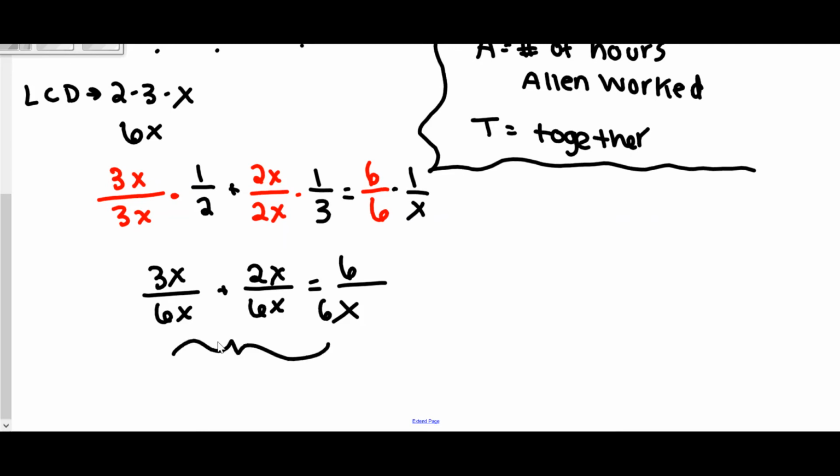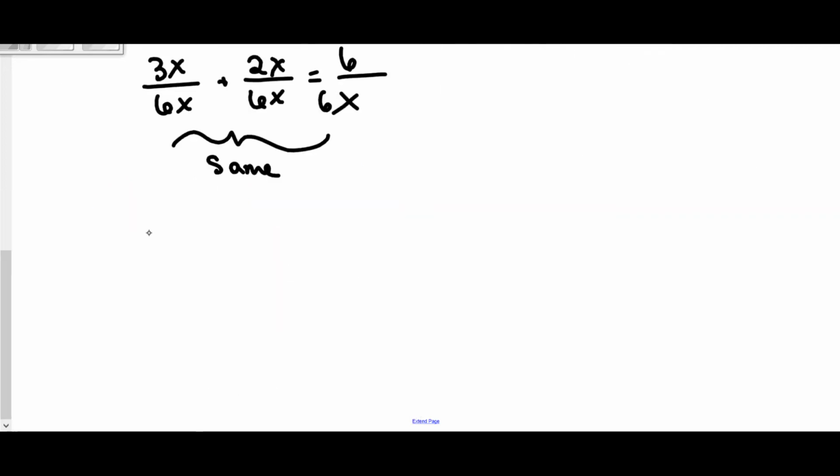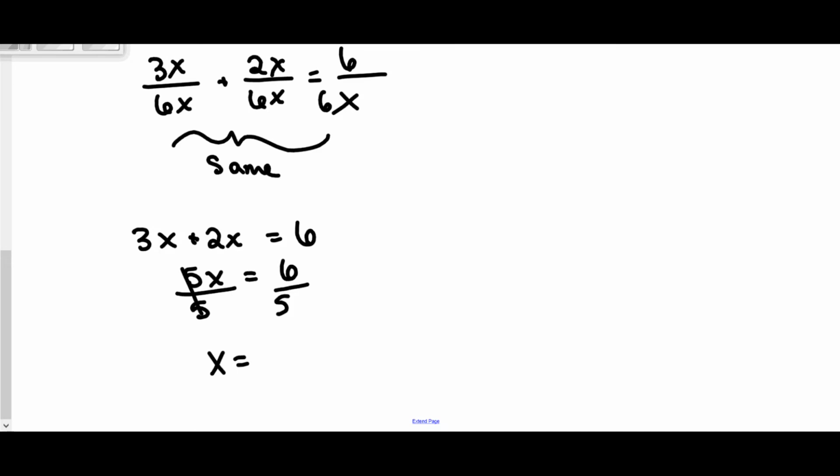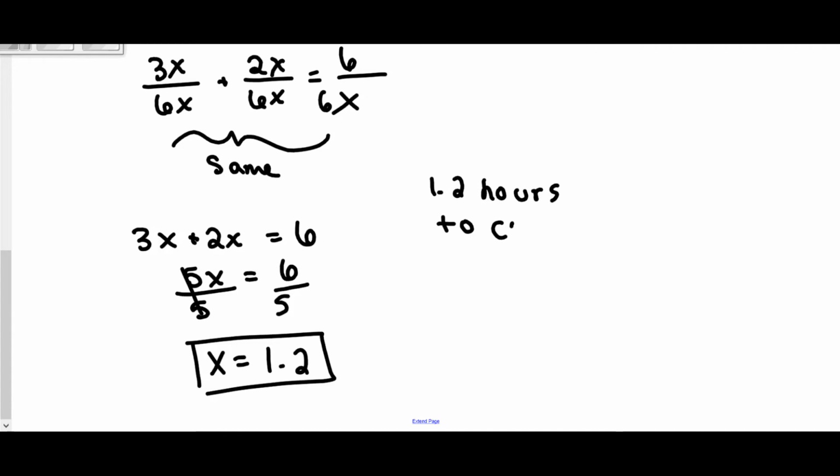So we have the denominators all the same, so that means we can just throw them out. So that leaves us with 3x plus 2x equals 6. 3x plus 2x is 5x equals 6. Divide both sides by 5, and you get x equals 1.2 hours. So it would take them 1.2 hours to clean the garage together.